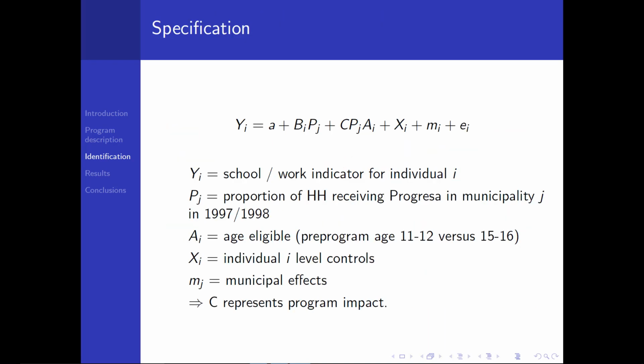I'm going to skip. How do you handle internal migration? Yeah, I'll get to that.